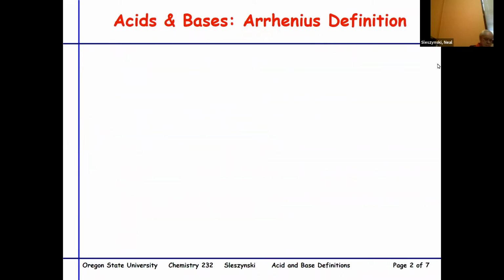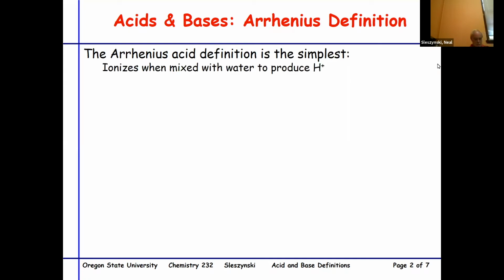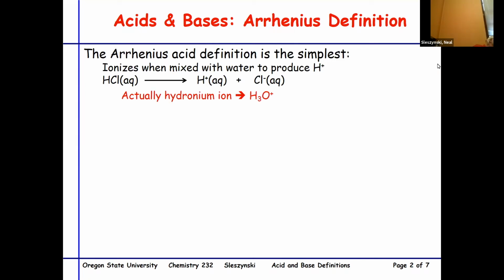Well, we're going to address three different definitions of acids and bases in this talk. The first one we're going to talk about is the Arrhenius definition. The Arrhenius acid definition is the simplest. An Arrhenius acid is one that ionizes when mixed with water to produce hydrogen ion. So typically when we write HCl dissociating into hydrogen ion and chloride ion, we write it like this. But there's actually, we're producing hydronium ion, H3O+, not hydrogen ion.